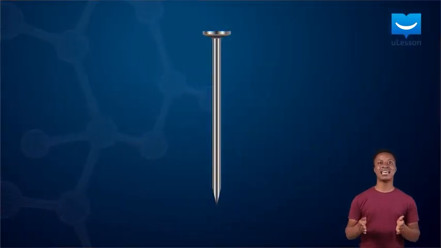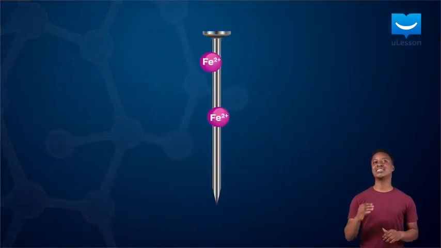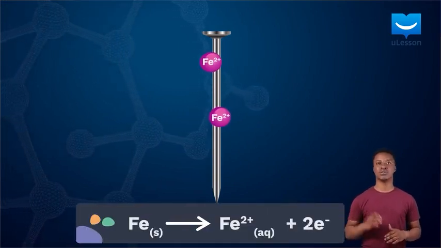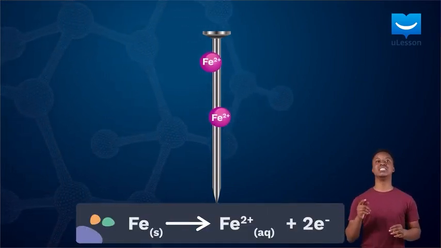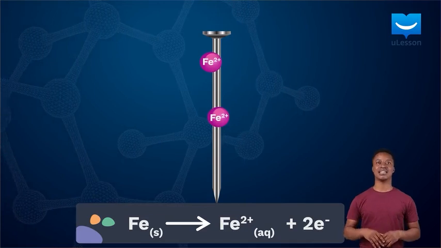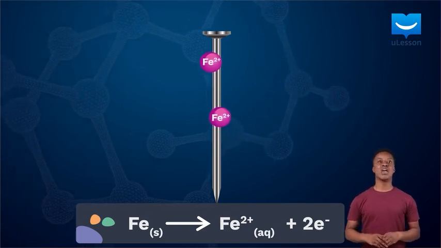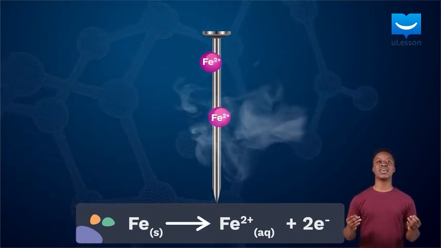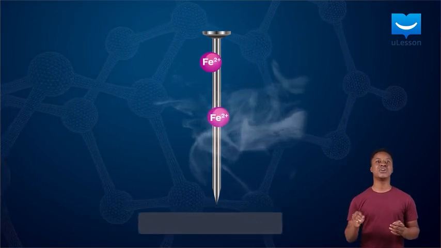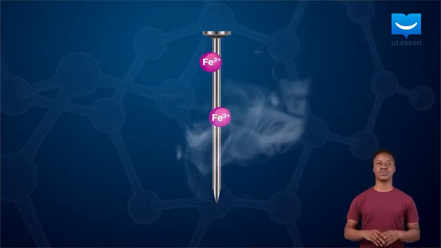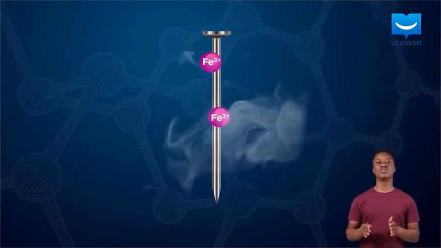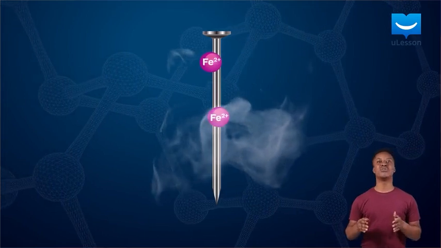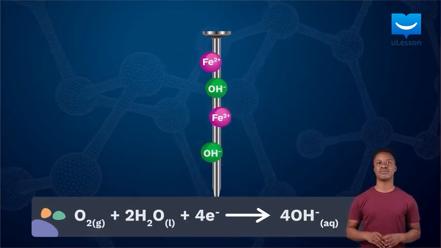Basically, what happens here is that the iron nail loses 2 electrons and is oxidized to iron 2 ion. This oxidation of the nail causes it to reduce in size. At the same time, oxygen present in the atmosphere dissolves in the atmospheric moisture and is reduced. It accepts the electrons released by the iron nail to form hydroxyl ions.